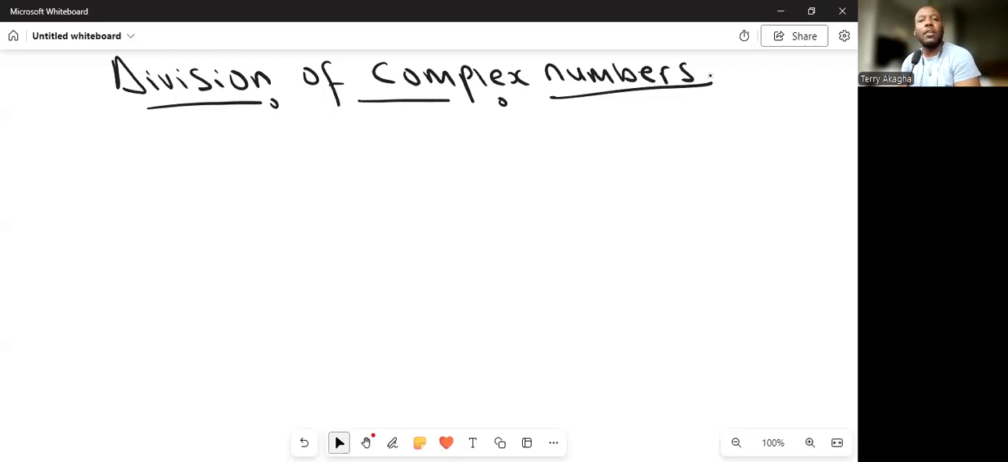So we're going to talk about division of complex numbers. So how is a complex number divided? We talk about when you're dividing a complex number by real numbers and also by another complex number.